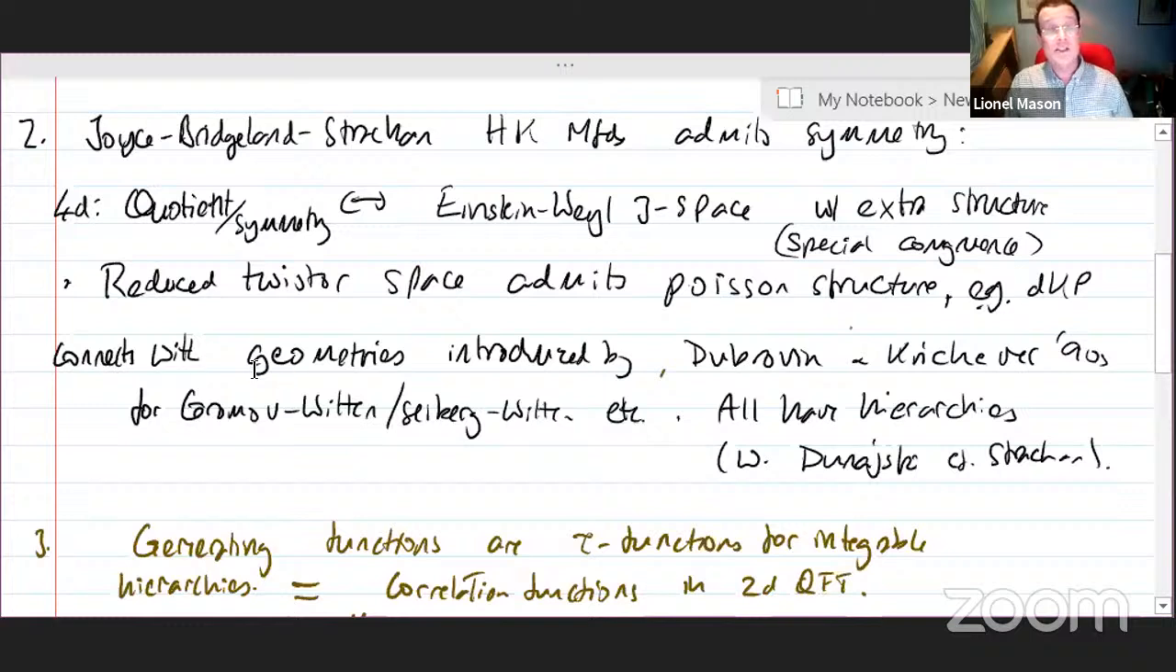But basically, this reduced twistor space has a Poisson structure, or a symplectic structure. It has a holomorphic symplectic structure that's meromorphic.